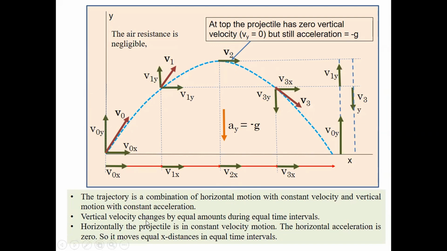We can see that the vertical velocity changes by an equal amount during equal intervals of time. Horizontally, the projectile is in constant velocity motion. Horizontal acceleration is 0. So it moves along the x direction in equal distances in equal time intervals.